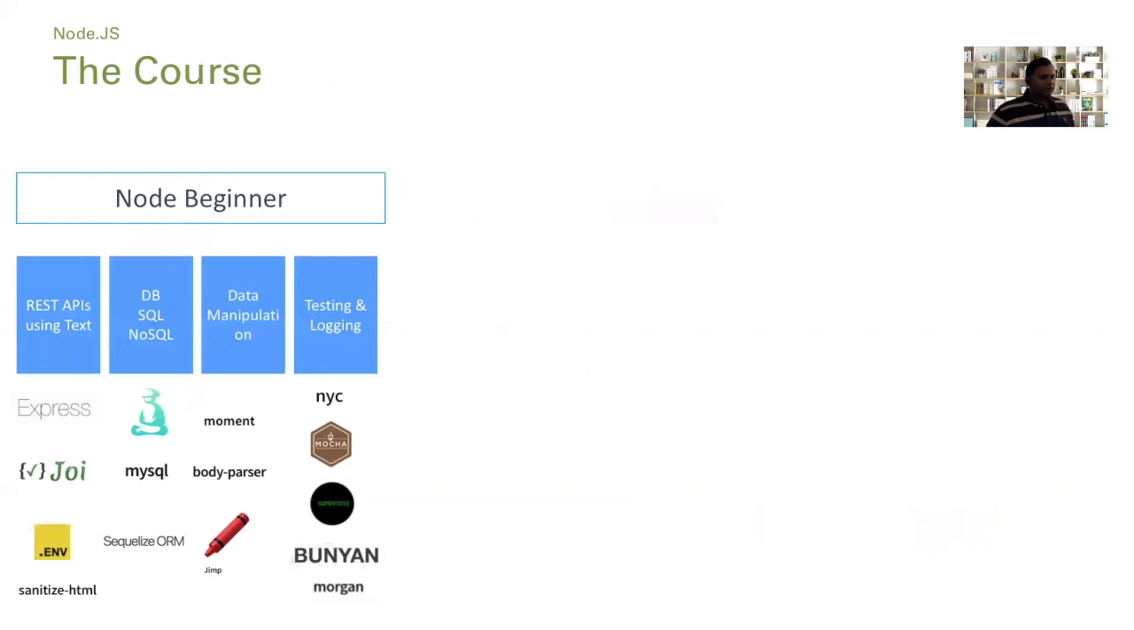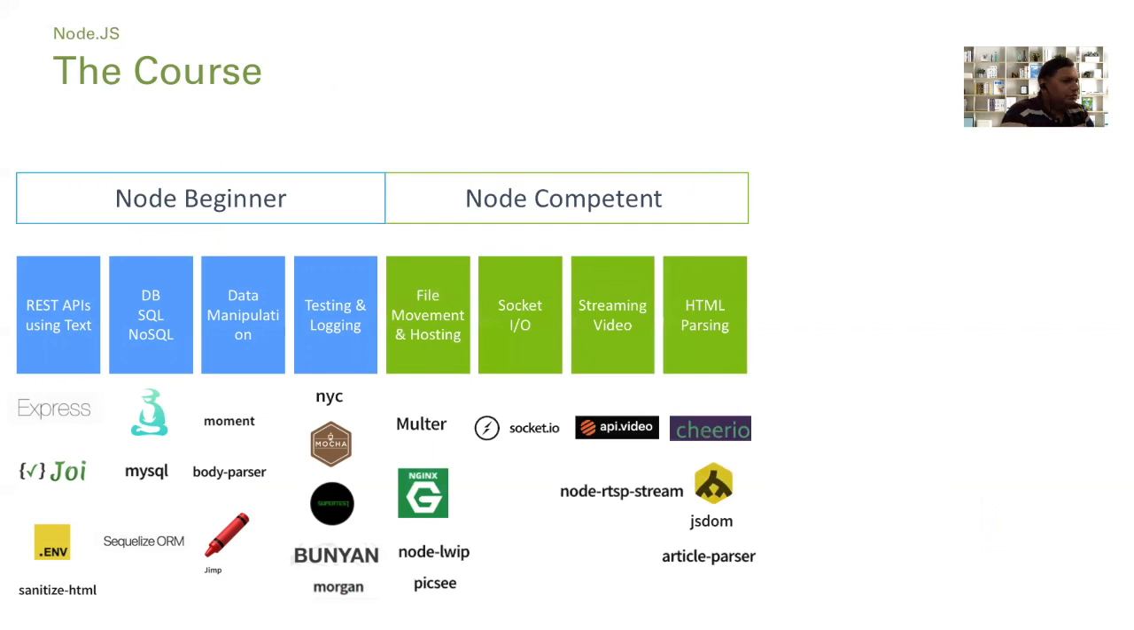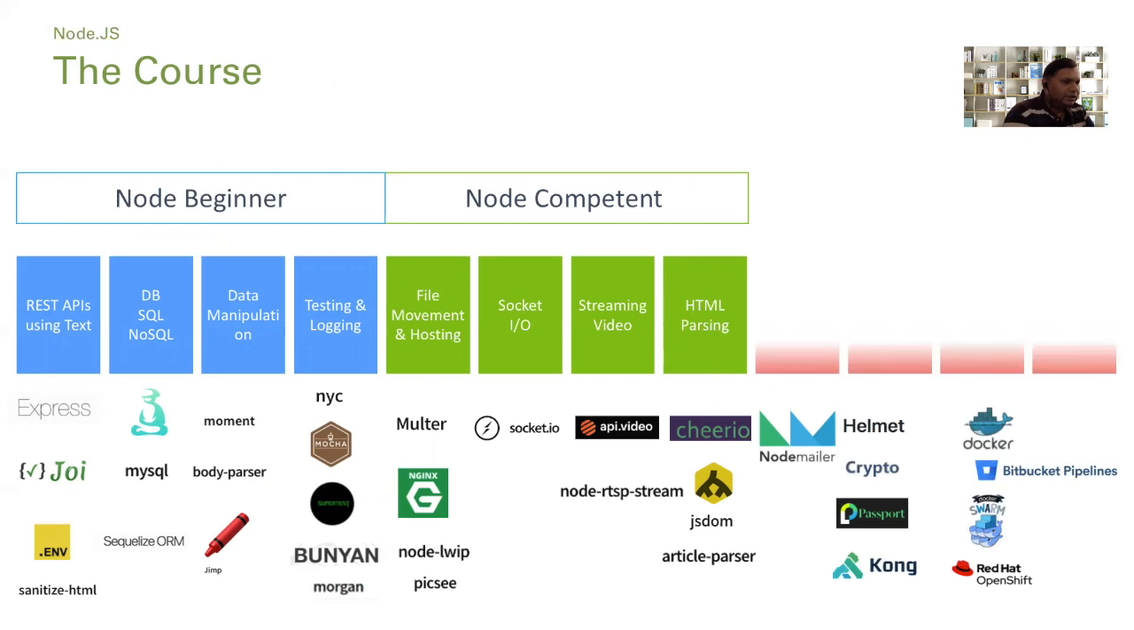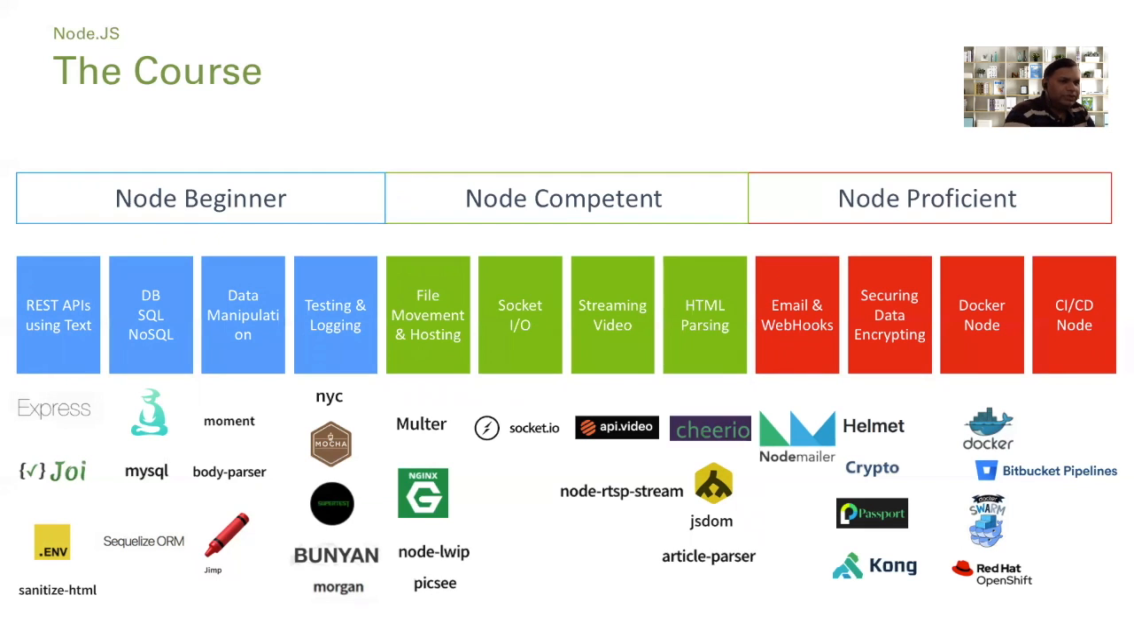Now, in this course, I've broken it down into three categories. Initially, we'll go through some beginner concepts like REST APIs, connecting to databases, doing some data manipulation, testing, and logging. Then we'll do some more complex topics like file movement, socket IO, streaming videos, and parsing HTML content. Then we'll get into the more serious stuff of securing your code, Dockerizing, doing CI/CD, so that your entire Node program can be better compiled for production-based deployments.